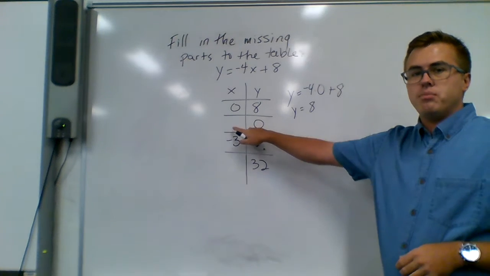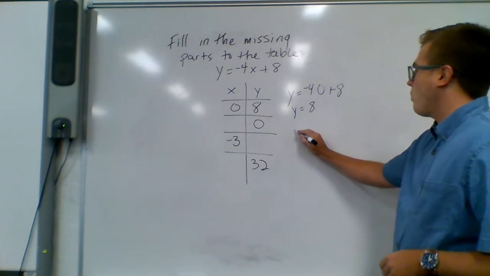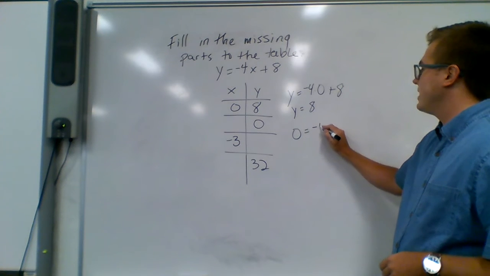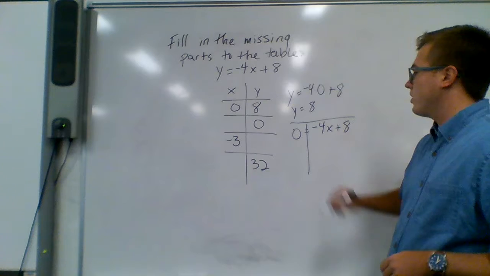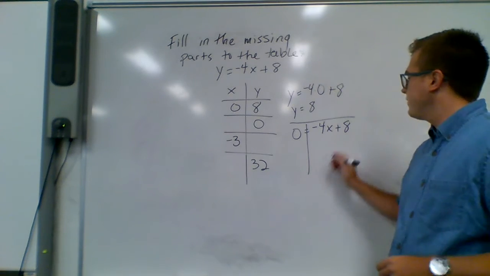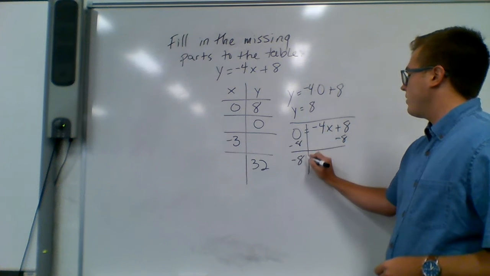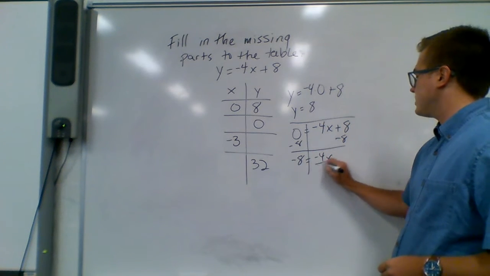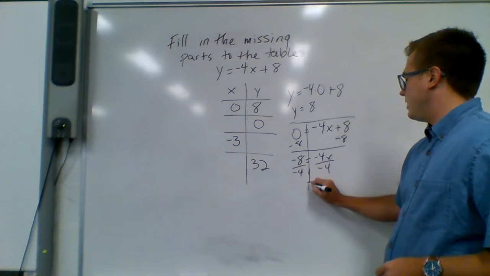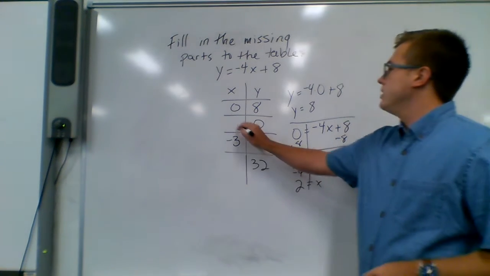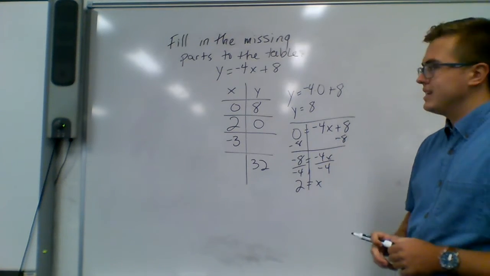I got to figure out, okay, what input gives an output of 0? So I'm going to put 0 in for y in this one. 0 equals negative 4x plus 8, and then I'm just going to t-chart and solve it like an equation. So subtract 8, subtract 8, negative 8 equals negative 4x, divide by negative 4, and x equals positive 2. So if you input positive 2, you should get an output of 0.